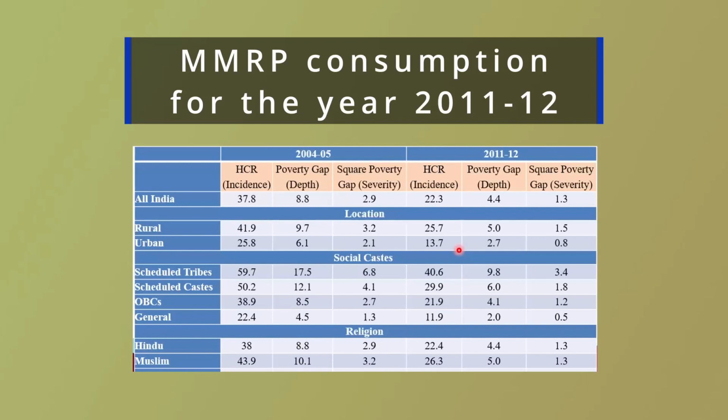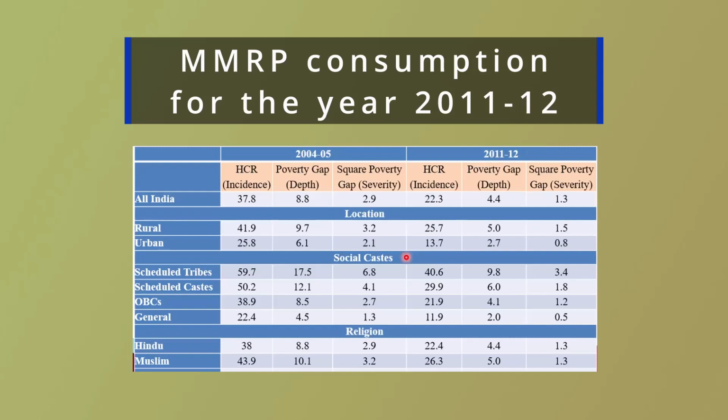If we consider the status of the poverty in India during the period 2004-5 to 2011-12, because their estimation was only available for this period, then we can say that the head count ratio in the year 2004-5 was 37.8%, which decreased to 22.3% in 2011-12. The poverty gap as well as square poverty gap all over India also decreased during this period. Poverty gap decreased from 8.8% to 4.4%, whereas square poverty gap decreased from 2.9% to 1.3%.